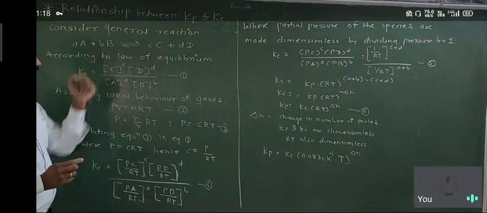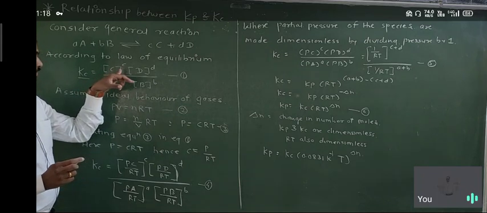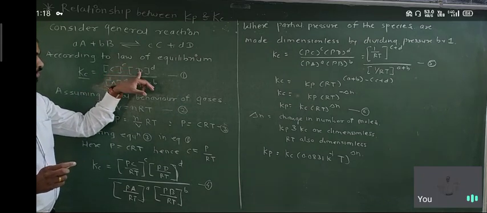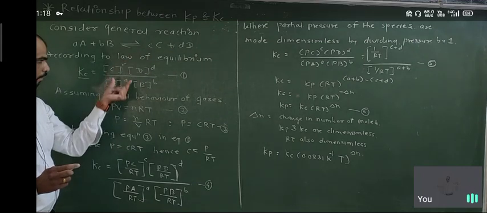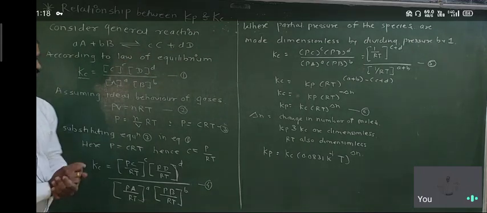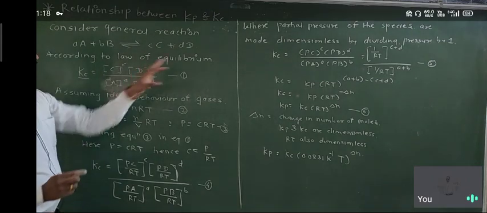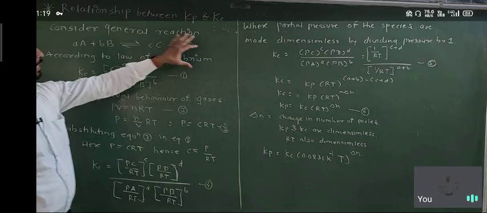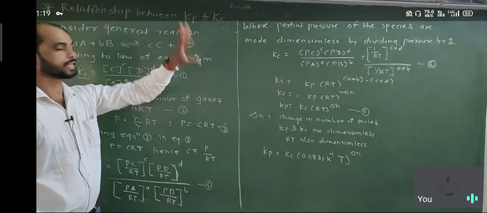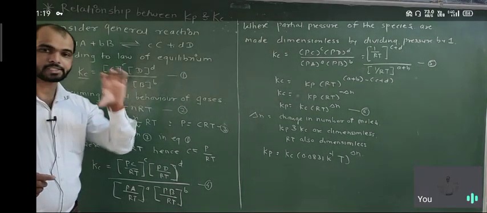So using this we can write Kc is equal to concentration of C with power c into concentration of D with power d, product upon reactant. This is the first equation. Here Kc is given in the form of concentration, and we relate Kc and Kp to each other. For Kp, the reaction condition is the gaseous state.